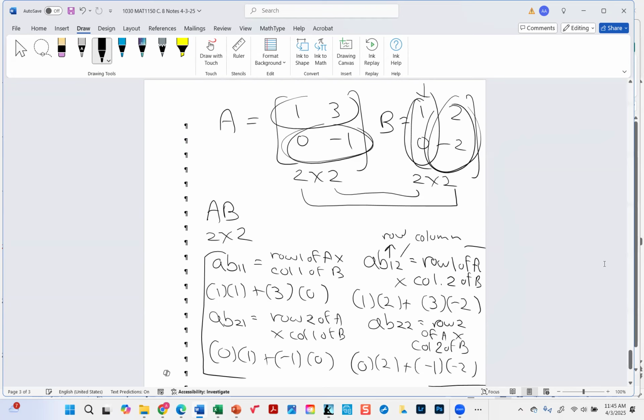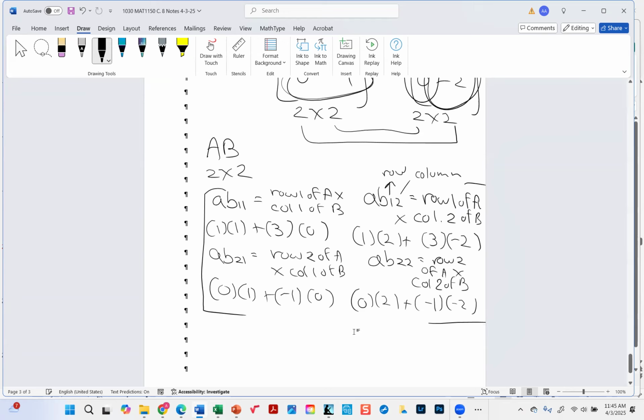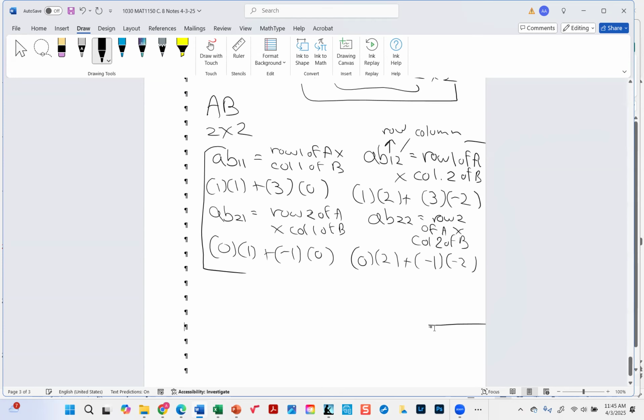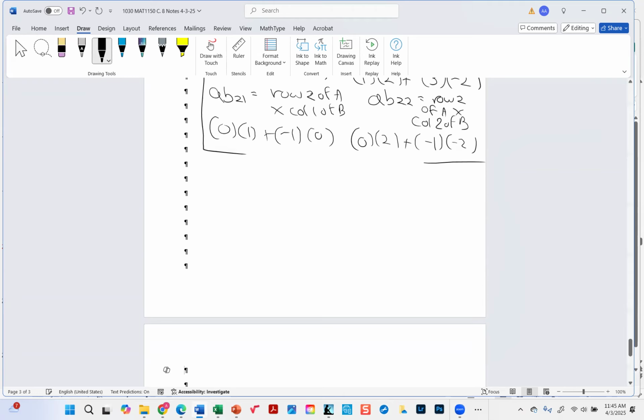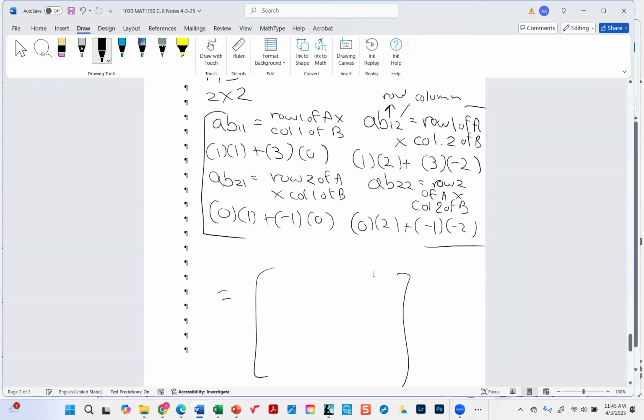That's the challenging part, lining them up correctly and multiplying the correct rows and columns together. The rest of this is easy. You're just literally multiplying all these out and adding them up. So we're going to wind up ultimately with, upper left-hand corner, AB11 is 1 plus 0. Upper right-hand corner, 2 plus 2 minus 6. Bottom left-hand corner is just 0, and the bottom right-hand corner is 2.